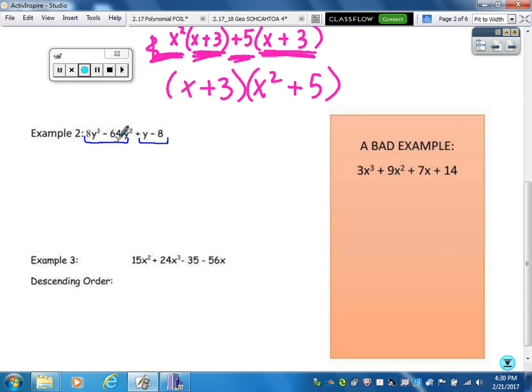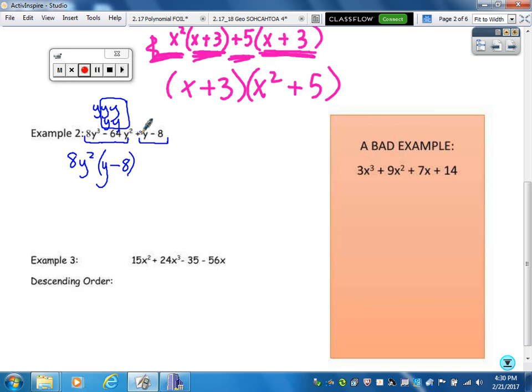Between 8 and 64, does your smaller one go into your larger? Yes, it does. 8 goes into 64. Now what about your y's? You've got 3 of them, and you've got 2 of them. So they have 2 y's in common. When you pull that out, what's left over? I've got my 8 outside, I've got 2 of my y's outside, so I just have that third y left inside. My negative 64 divided by 8 is negative 8, and I already took both my y's outside.